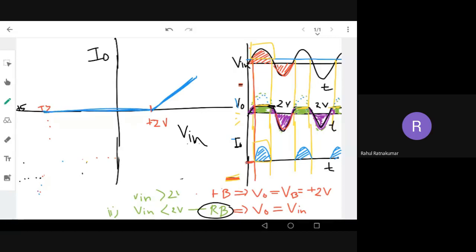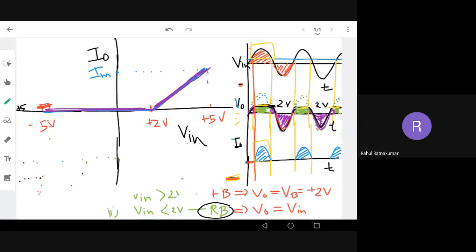Okay. So this is I max, the I output max. And V input is, as we already know, from minus 5 to plus 5. Okay. So this is your output graph, I out versus V in, right? So I think this is okay.